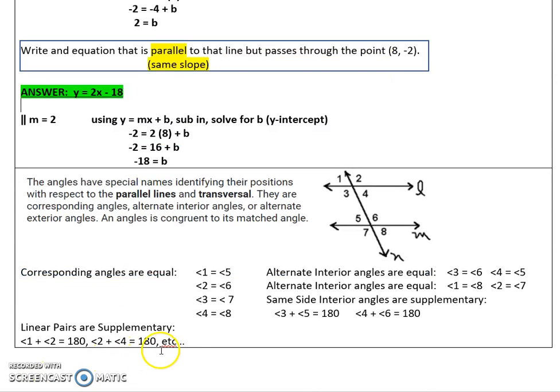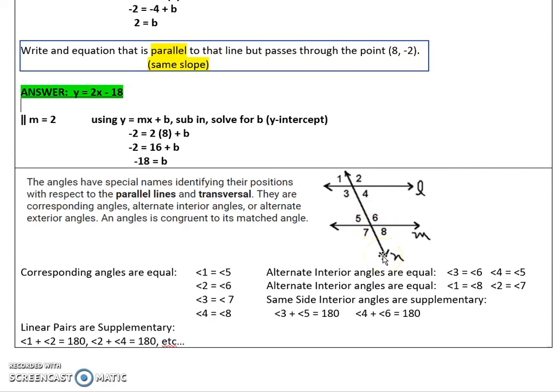As Mr. Carpenter says, we're going to switch gears now, grind those gears, and we're going to talk about parallel lines cut by a transversal. These two lines, L and M, are parallel because they never intersect, which means they have the same slope. Line N right here is called the transversal.